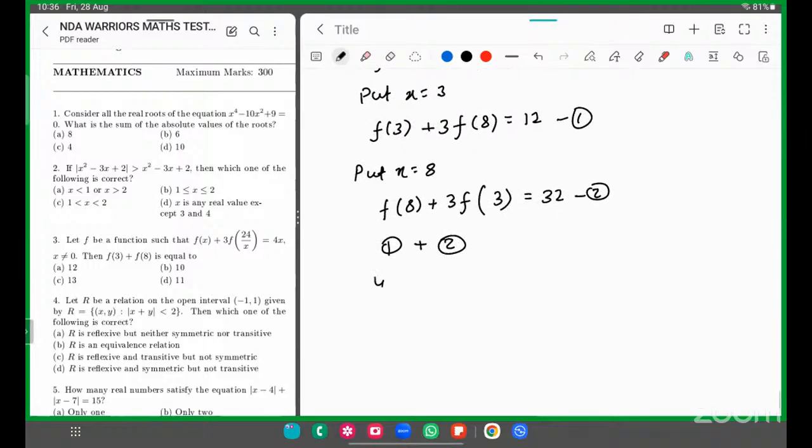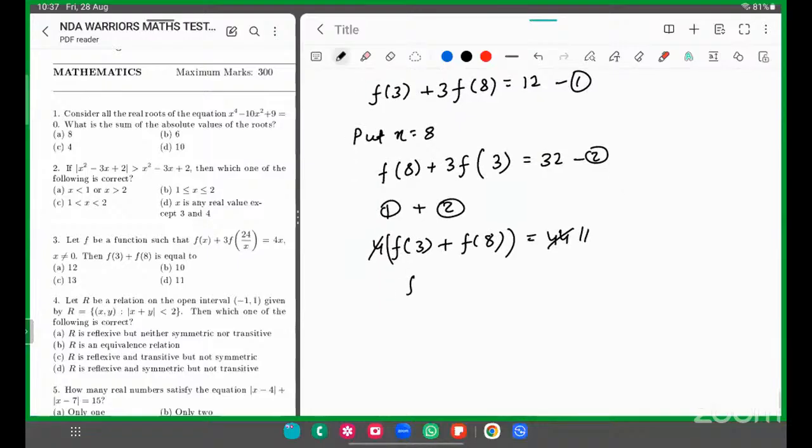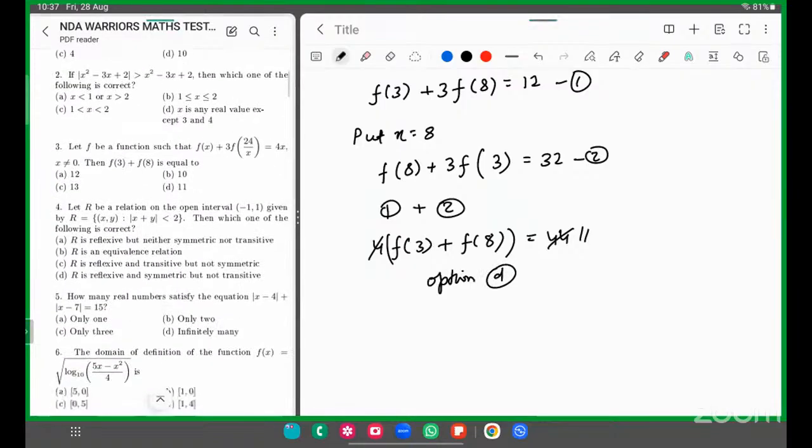So we will get 4 times f of 3 plus 4 times f of 8. So 4 can be taken as common, like this. That is equal to 12 plus 32, which is 44. With this 4 we can cancel this 11. So we got f of 3 plus f of 8 equal to 11. Where is that 11? Option D we can take. Option D. Okay.